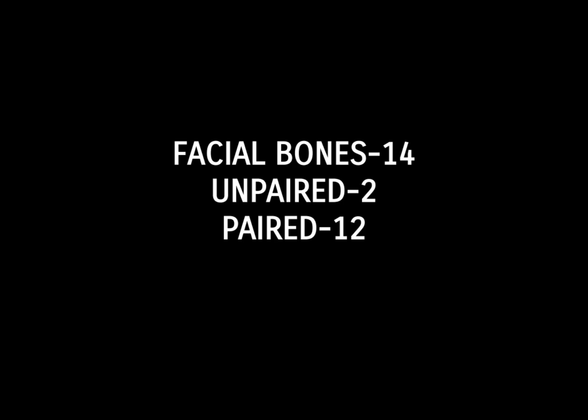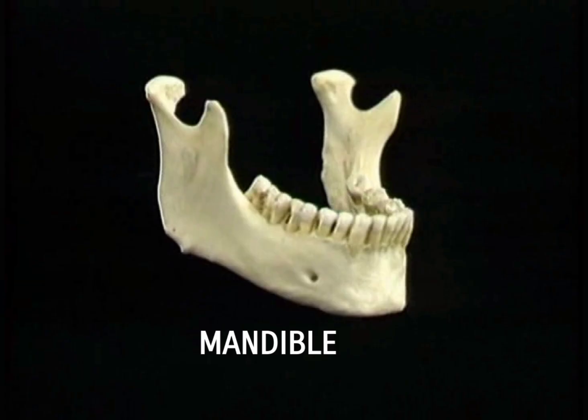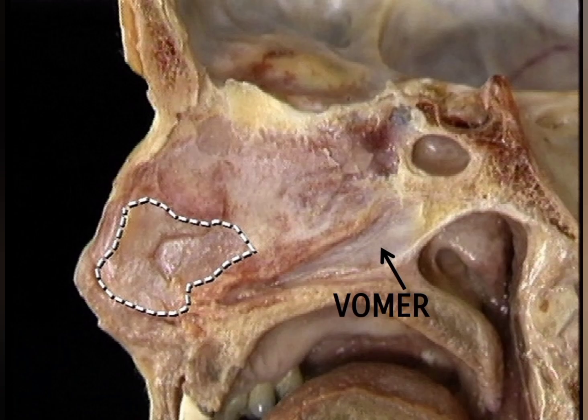There are 14 facial bones, 2 are unpaired, and 12 are paired, arranged in 6 pairs. Mandible is the unpaired facial bone. It is the largest facial bone and forms the lower jaw. Vomer is the unpaired facial bone. It forms the medial wall of nose.